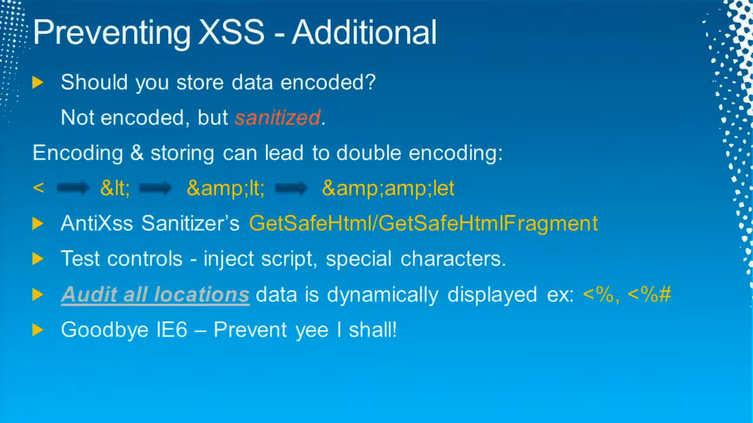So use that GetSafeHtmlFragment, sanitize it, then store it in your database, and make sure that when you emit your data out, you're HTML encoding it. Another thing you want to do is test all of your controls. Go ahead and inject script. We saw that it was really easy. Do a less than sign and an S, see if that works. Inject a simple JavaScript alert and see if your controls break.